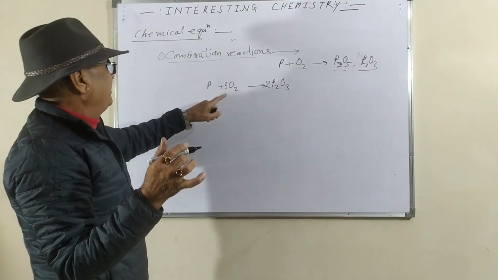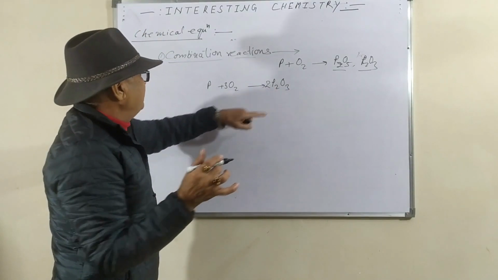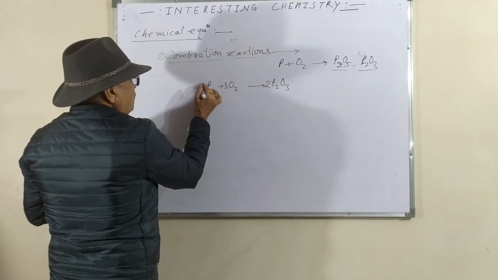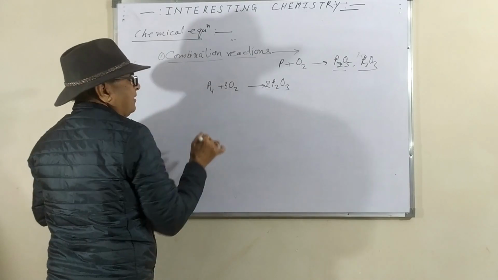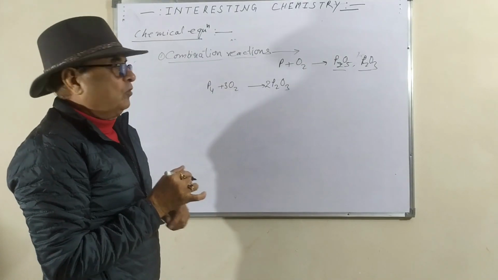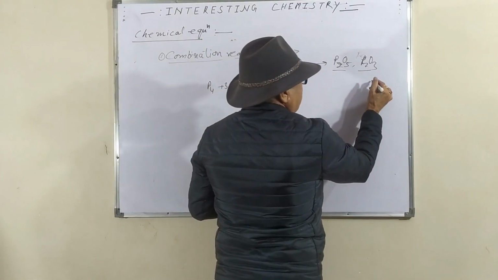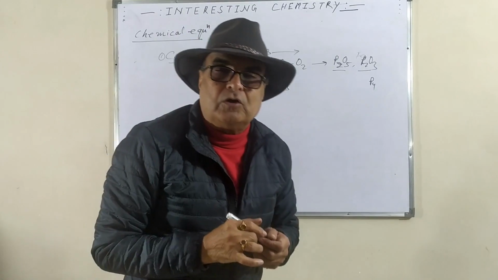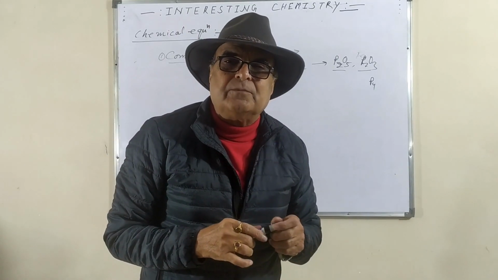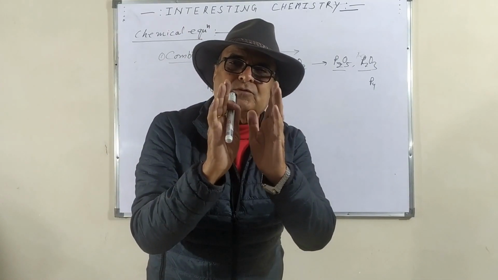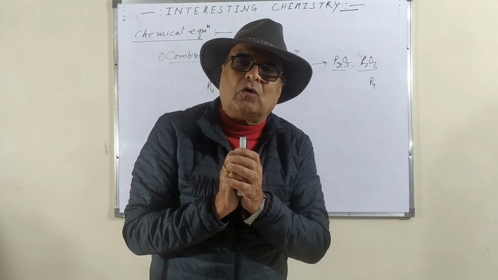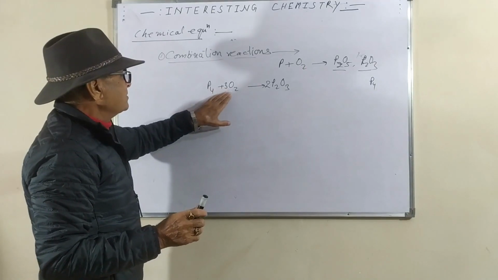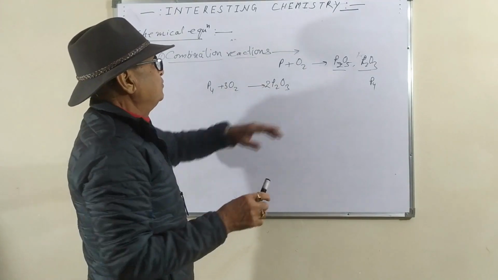Again, there are 2P, 3P, 2P. So P2 into 2 gives 4P, and you write here P4, because phosphorus is a tetraatomic molecule. There are 4 atoms in a molecule of phosphorus. So you can write here P4 plus 3O2 is equal to 2P2O3.